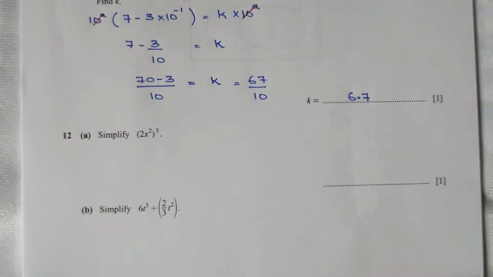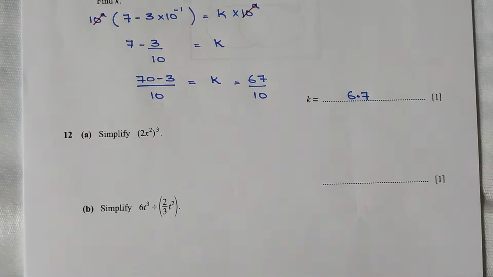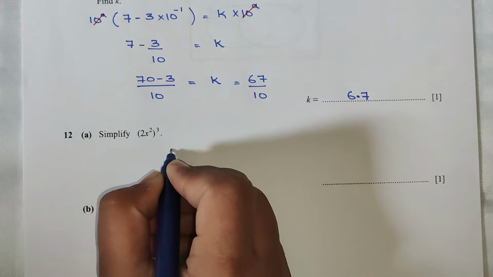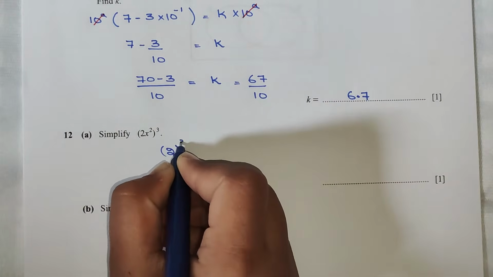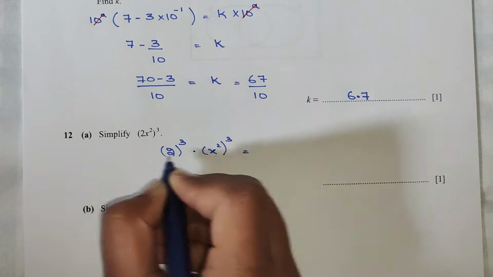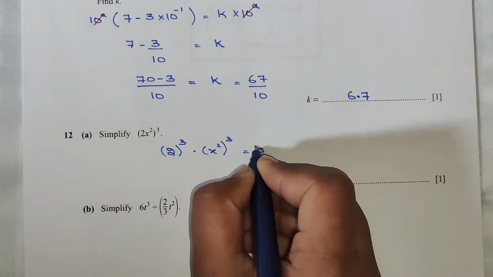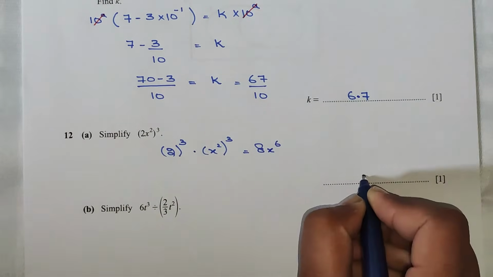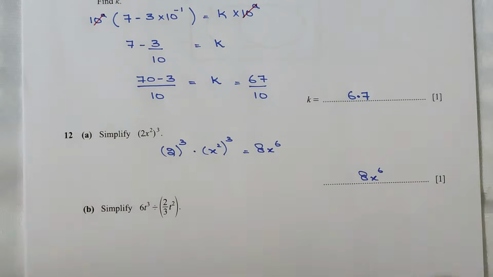Now question number 12a, we need to simplify this expression. Basically we need to split the exponent on both terms, so 2 cubed and x squared cubed. So 2 times 2 times 2 is 8, and x 2 times 3 would be 6. So 8x exponent 6 would be the answer.